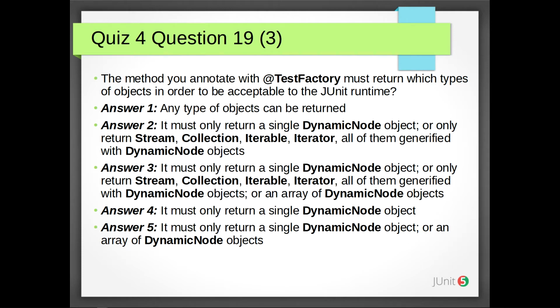The @TestFactory annotation gives you a broad set of capabilities. So what you return, it must only return a single DynamicNode object, or only return Stream, Collection, Iterable, Iterator, all of them generified with DynamicNode objects, or an array of DynamicNode objects. Of course, when we say DynamicNode, we mean its subclasses as well.